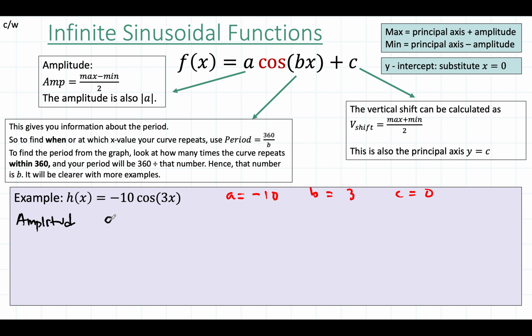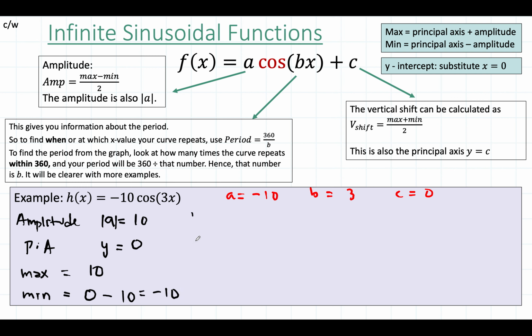The amplitude is 10, so we're going to take the positive value. So the absolute value, here's what we're going to take. The principal axis, remember it's an equation, so it's y equals to the C value, which is 0. Our maximum is going to be us adding these two, so it's going to be 10. Our minimum is going to be minus, but be careful, it has to be the principal axis, which is 0, minus the amplitude, which is 10. So I'm going to get a -10. Then we have the period, which will be 360 divided by our b value, which is 3. So within 360, it's going to repeat 3 times.